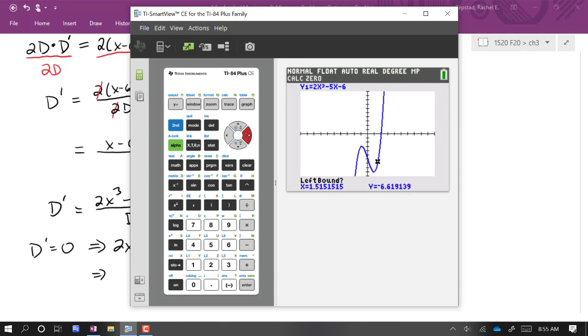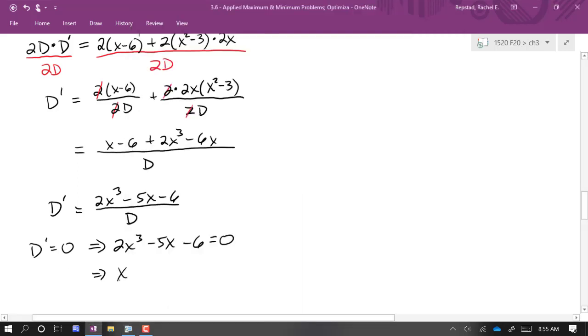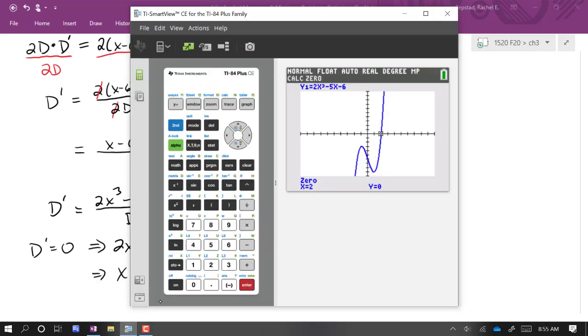So I'm just using the arrows. I'm stopping the cursor anywhere to the left. I hit enter. Now it wants a right bound, so anywhere to the right, I hit enter. Now it wants a guess, and you could just hit enter there. And there it looks like it happens at exactly x equals 2. So we know that there is one critical value, and it happens at x equals 2.